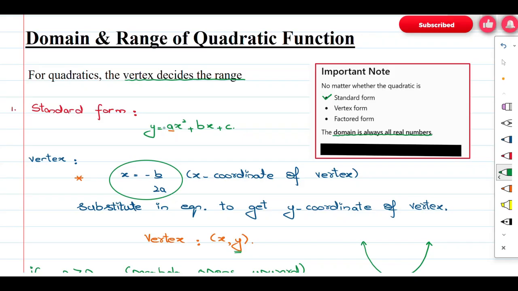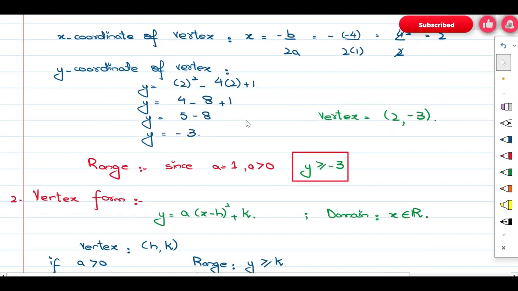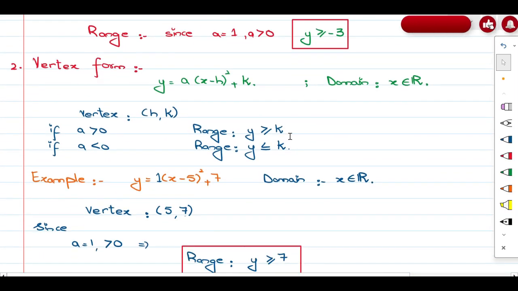Next step is to pick the a. If a is positive, then your range is greater than or equal to that y coordinate of the vertex. If a is negative, then your range is less than or equal to that y coordinate of the vertex. This is how you get the range of quadratic functions, because the domain is always all real numbers, right?